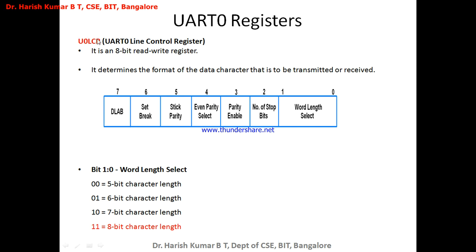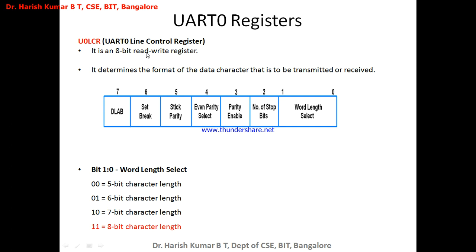We have a register called U0LCR. U0 indicates that this is the register which corresponds to UART 0. Similarly for UART 1, you'll find the register LCR called U1LCR. Since we are using UART 0, the register is U0LCR. What is this LCR? It is called the Line Control Register. How many bits is this register? It is an 8-bit read/write register. That means this register can be read and you can also write to the register.